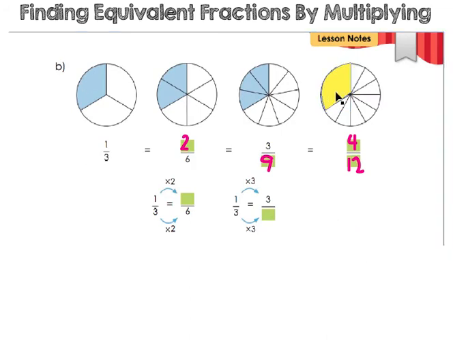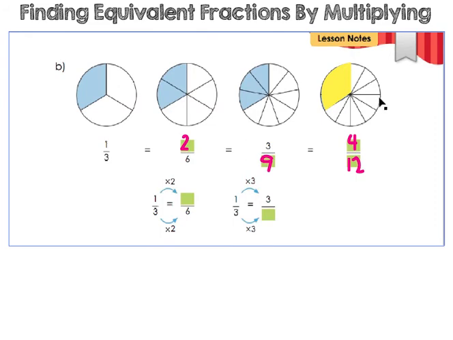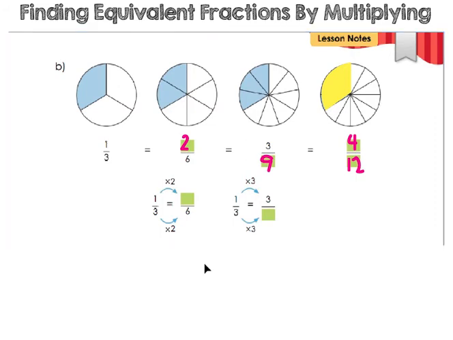Now, I told you this is what we did yesterday. I told you today we're going to learn a way to do it without drawing the pictures. And ta-da-da! Drum rolls, everyone. Here is the clue of how to find equivalent fractions without a picture. You are going to multiply.